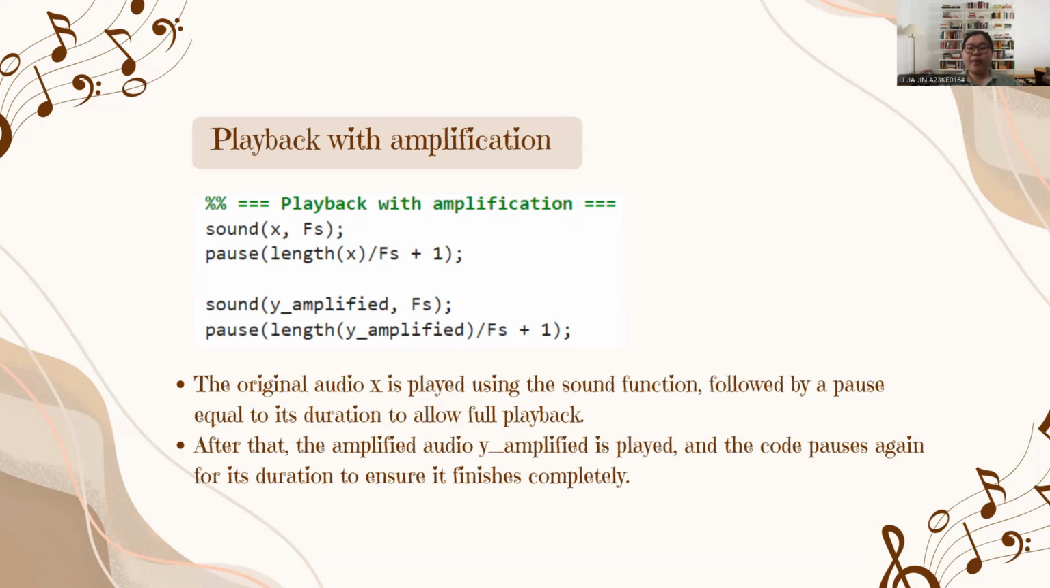The original audio S is played using the sound function, followed by a pause equal to its duration to allow full playback. After that, the amplified audio Y amplified is played, and then we pause again for its duration to ensure it finishes completely. This allows us to clearly hear the difference in volume before and after the amplification.